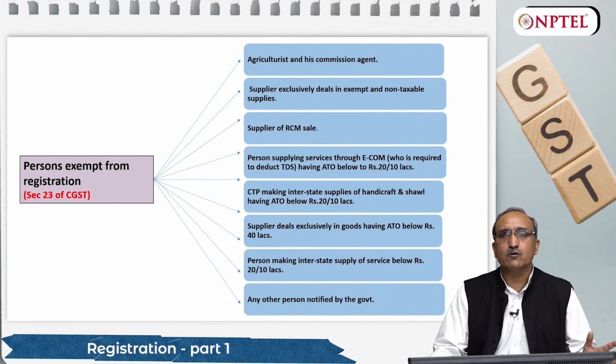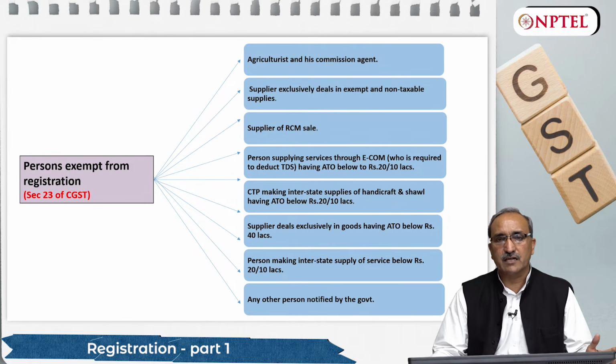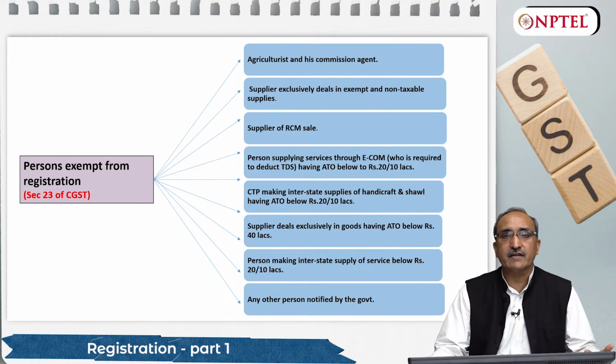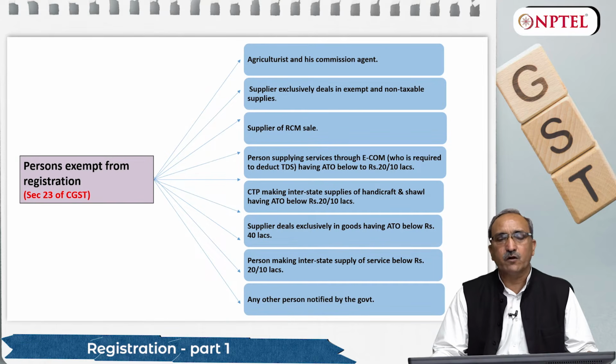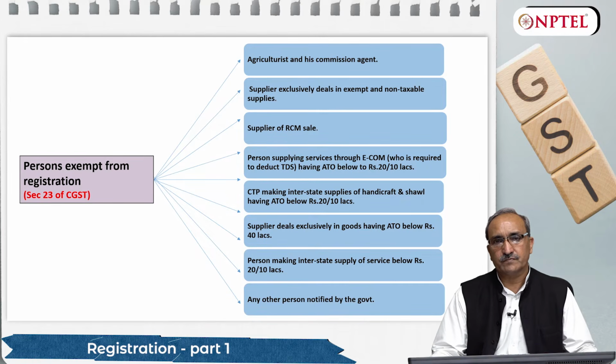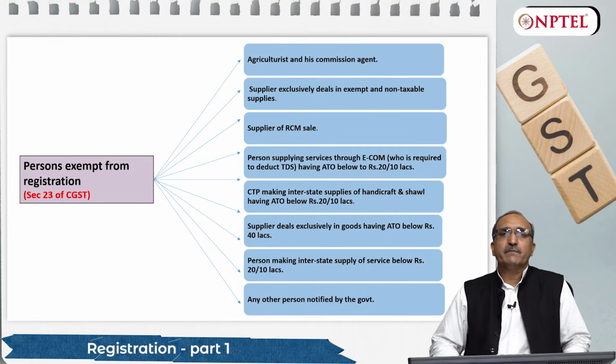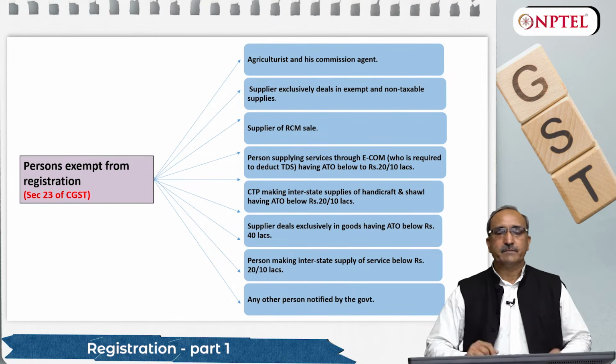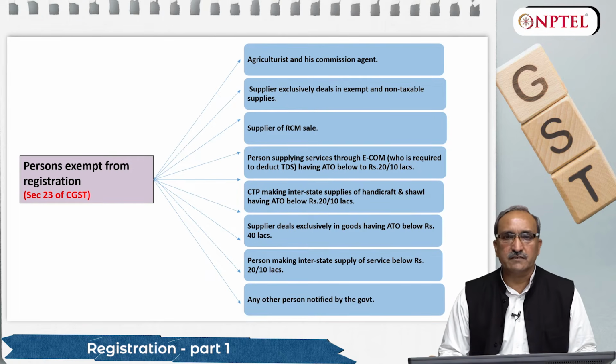Supplier dealing exclusively in goods having aggregate turnover below 40 lakh rupees. I already explained you. In that case also, if your turnover is up to 40 lakh and you don't have any other income, you need not have GST number. Person making interstate supply of services below 20 lakh rupees. If your turnover is less than 20 lakh rupees and you are having supply of services, maybe intrastate or interstate, you need to apply for GST number. Any other person as may be notified by the government. Government from time to time may notify any person and exempt that particular person from obtaining GST number.